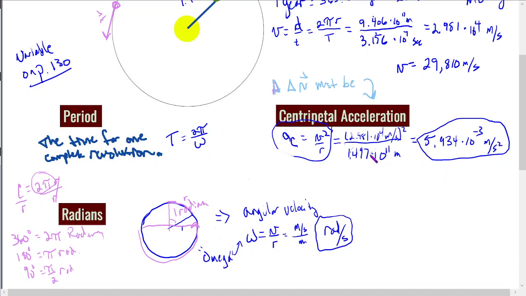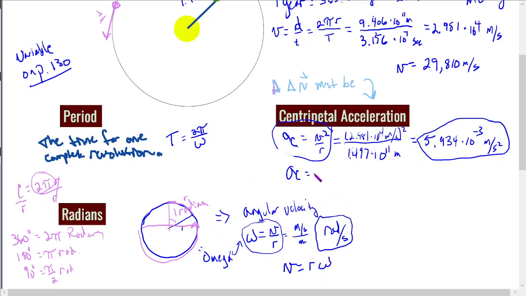Okay, but this also means that if our centripetal acceleration a_c equals v squared over r, our angular velocity, we're going to rewrite this right here. Our speed equals r omega.